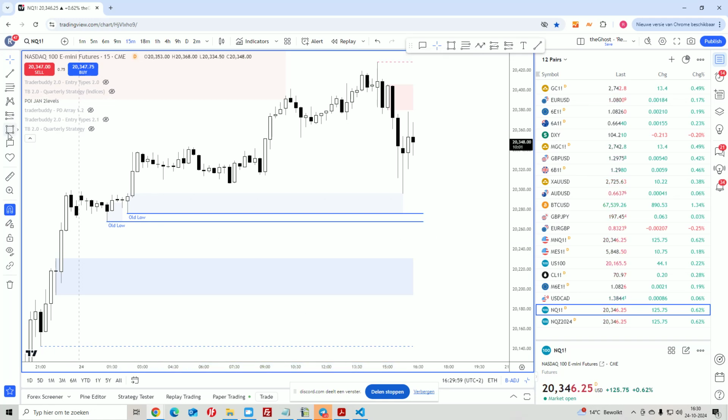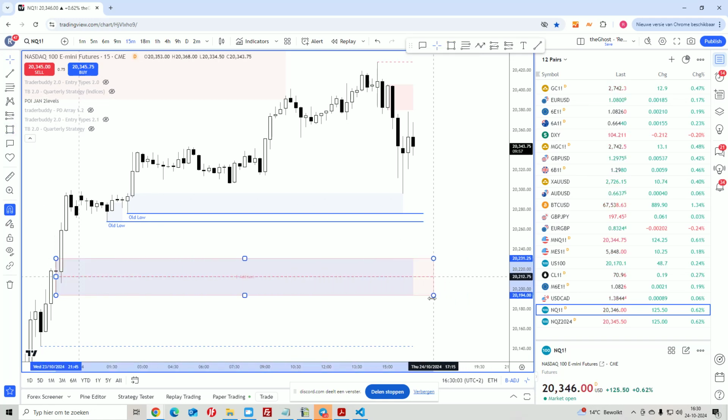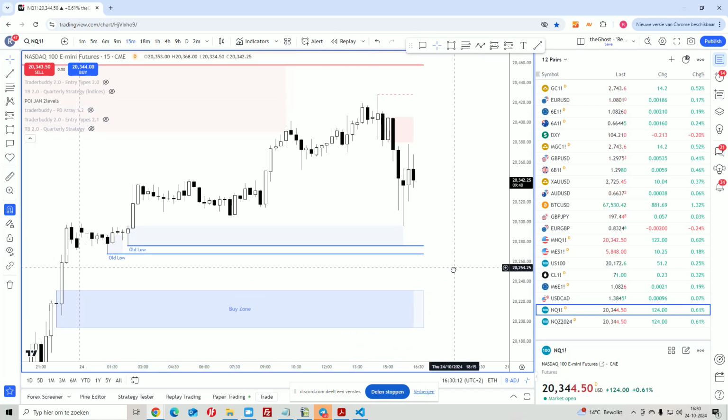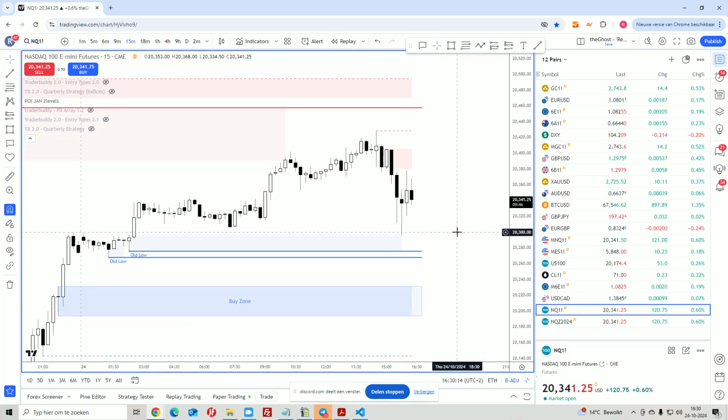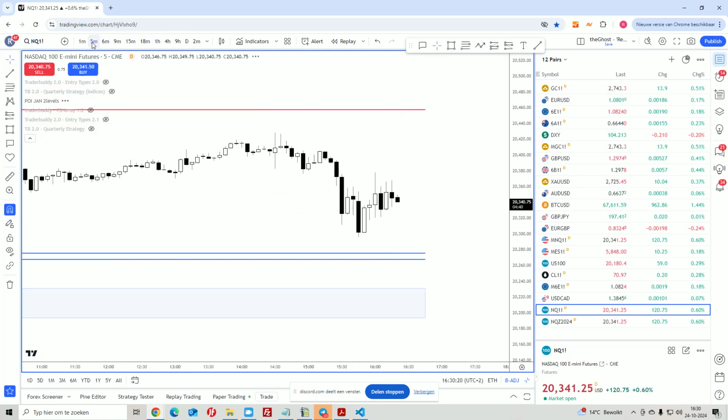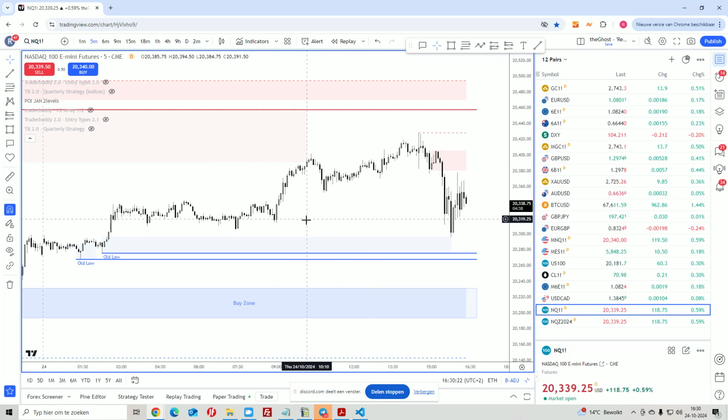And then we have a 50-minute POI zone that is unmitigated as a third level. So that is a buy zone. Where is it? Buy zone. Okay. This is what we have on the 15-minute. But the beauty of this indicator is once you go to the 5-minute, you have the same zones.